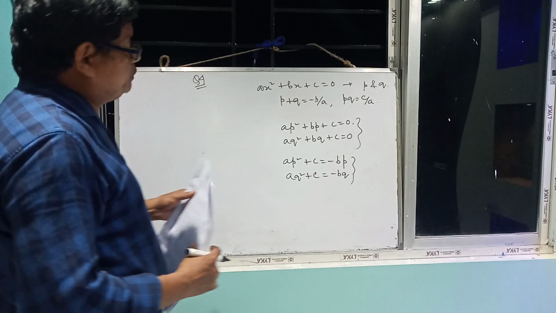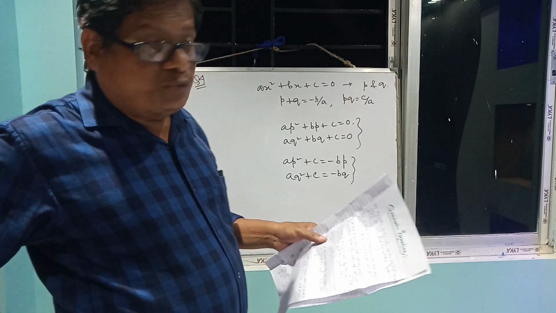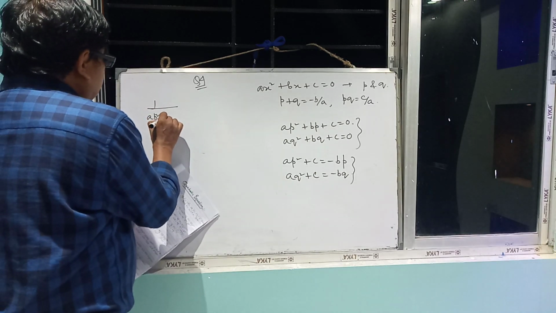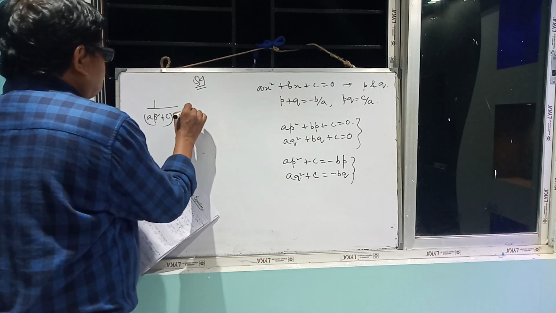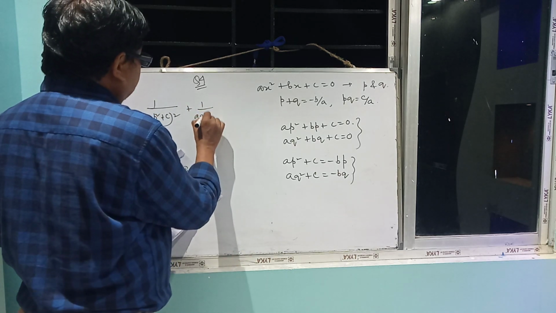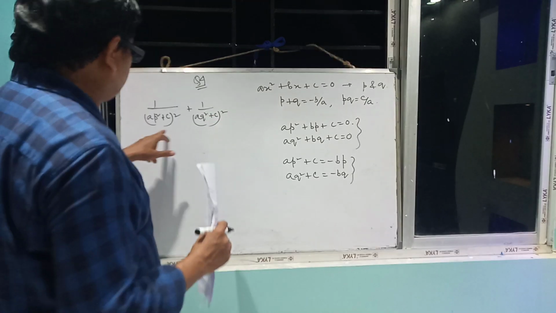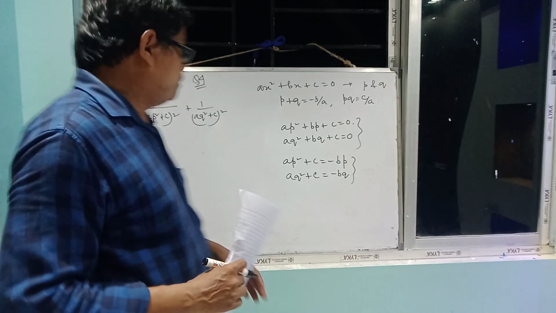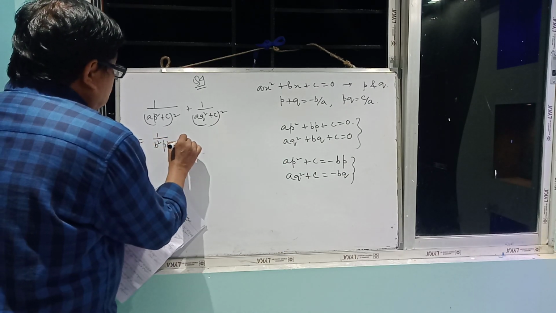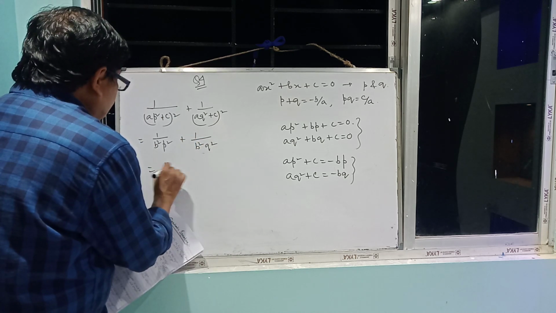Why do we need this? Because the question asks us to find 1 by AP square plus c whole square plus 1 by AQ square plus c whole square. So write AP square plus c equals minus BP. So it will be 1 by b square p square plus 1 by b square q square. Take 1 by b square common.